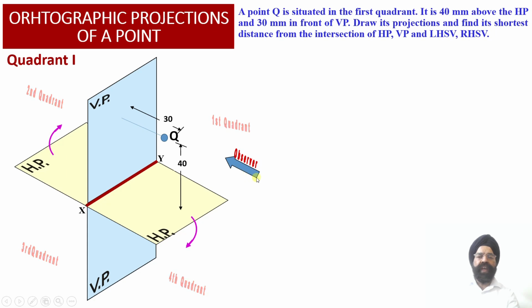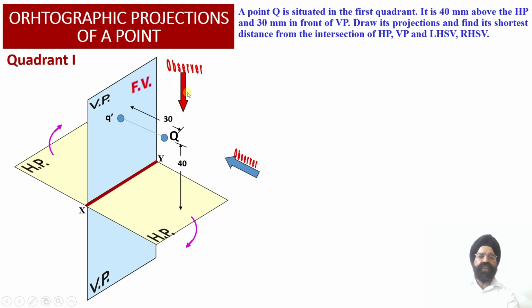So when the observer is going to look at this point from the front view orientation, we are going to observe that this point Q will be projected onto the vertical plane at a point Q dash, which will be lying at a distance of 40 millimeter above the horizontal plane. So we are going to obtain the front view orthographic projection of the point as point Q dash.